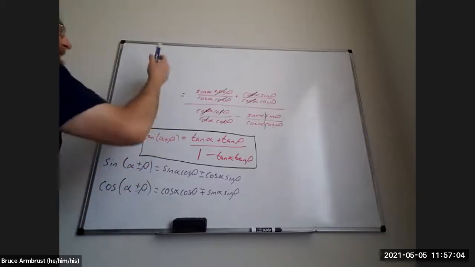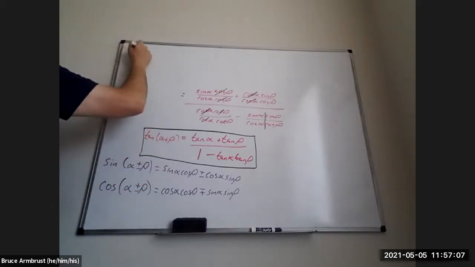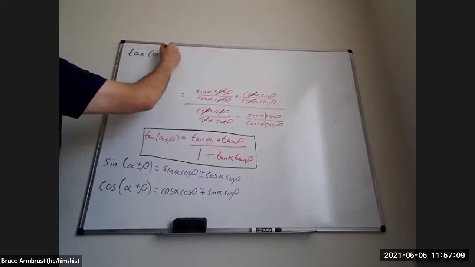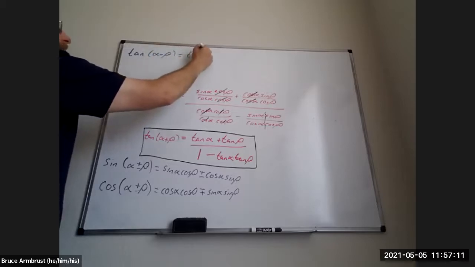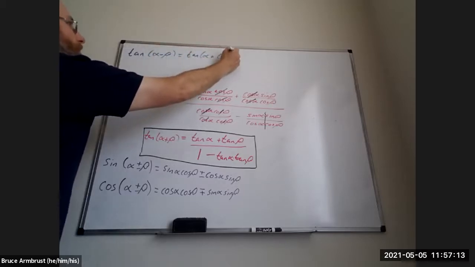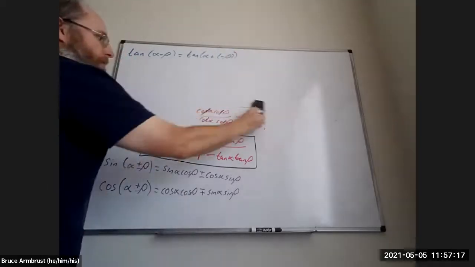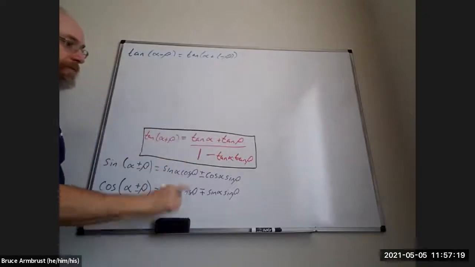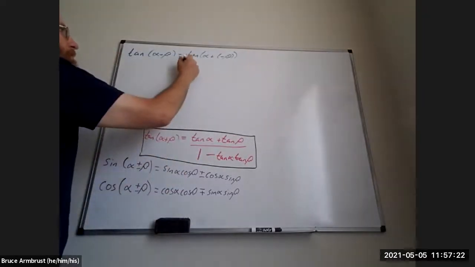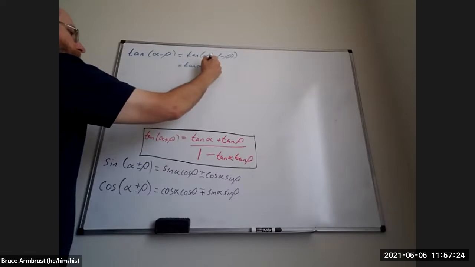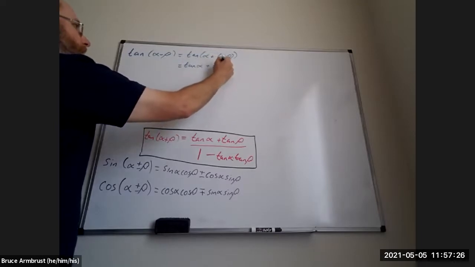When we want to go to tangent of alpha minus beta, we're going to think of this as the tangent of alpha plus negative beta. And we'll use this identity we just built. We'll just change all of the betas to negative beta.